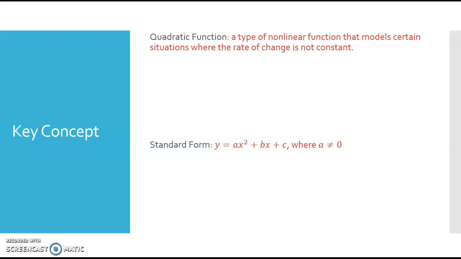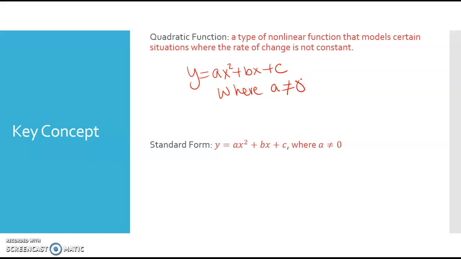So a quadratic function is a type of nonlinear function, nonlinear being not a line, that models certain situations where the rate of change is not constant. So a quadratic function is considered y equals ax squared plus bx plus c. Only thing is a cannot equal 0.